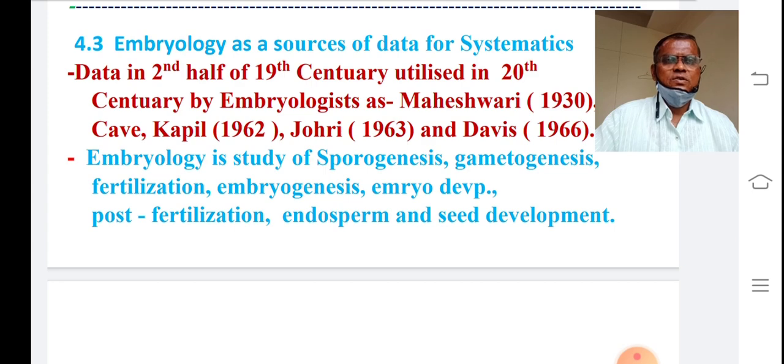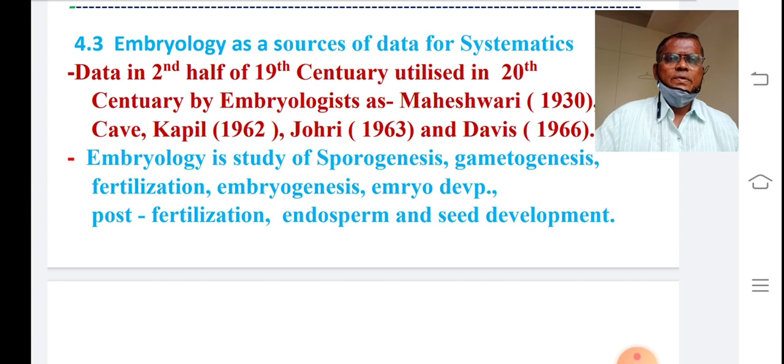Gametogenesis means gamete development. In angiosperms, suppose the male gamete is nothing but the pollen grain. After germination, it develops the pollen tube. So there is the male gamete formation, and in the ovule there is the development of the egg cell. Then there is fertilization, the fusion of these two gametes. And after fusion, the zygote forms an embryo.